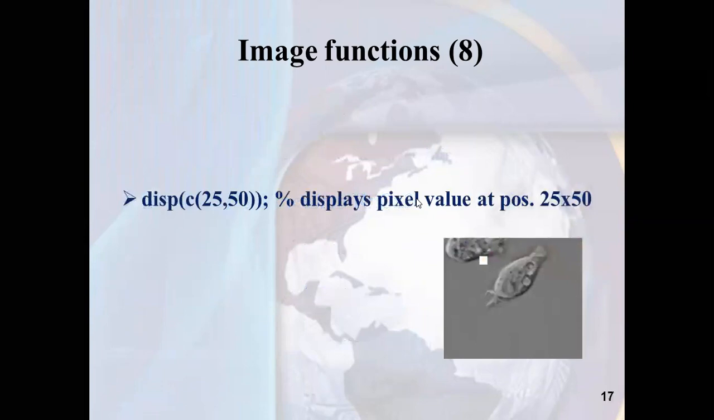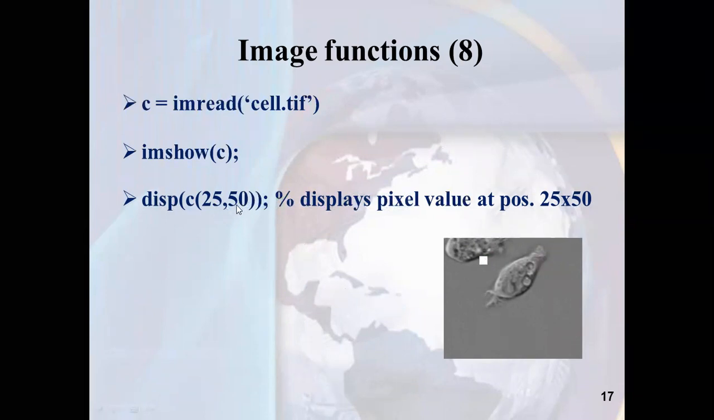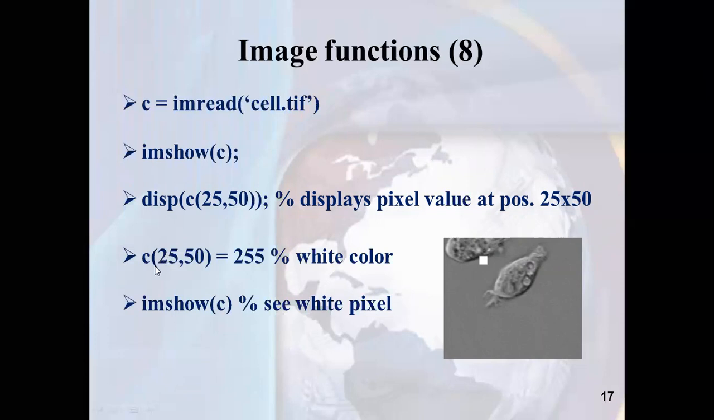Okay, let's take now the function imread cell.tif. This is the image cell.tif, but this is gray. Now we display the value C(25,50). It's a point here, so its value should be between 0 and 255. If we set C(25,50) equal to 255, what does it mean? It means that we have a point. This point, 1 pixel, is changed to be white.